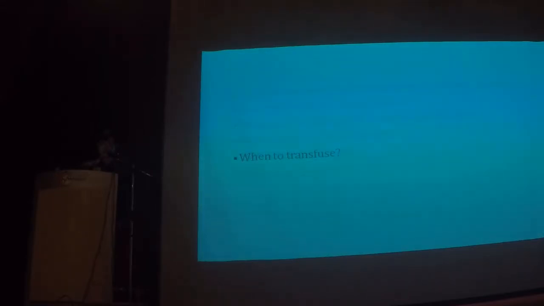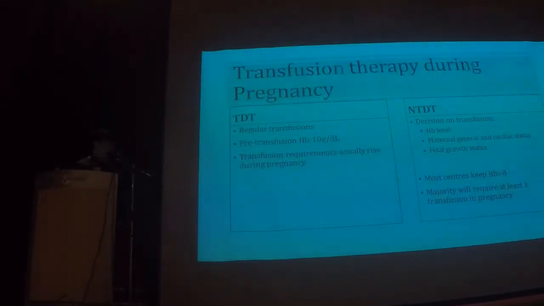So when to transfuse? Now, of course, if you have TDT, definitely the patient will need regular transfusions. A pre-transfusion Hb of 10 would be ideal. In other words, before the next transfusion, the trough Hb is 10. Okay, the requirement usually rises with pregnancy, so instead of 4 weekly, it might become 3 weekly. It's just an example. For NTDT, now there's no fixed Hb level.